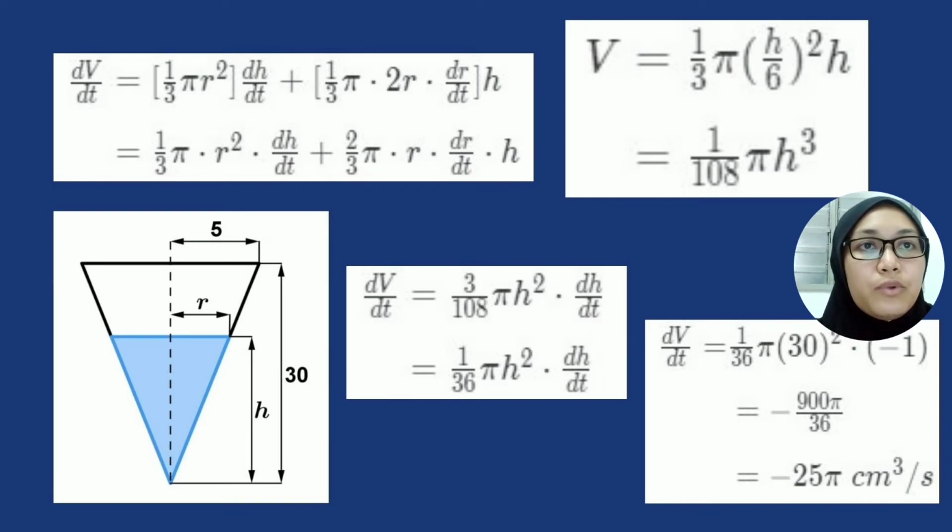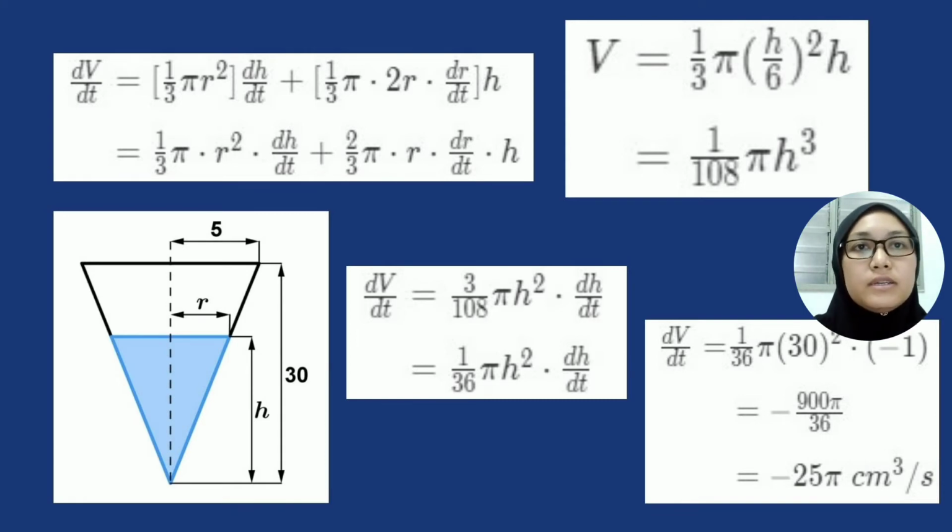So going back to the original equation, V equals 1 over 3 pi r squared h. We can get rid of the variable r, then we can avoid getting dr over dt when we take the derivative.